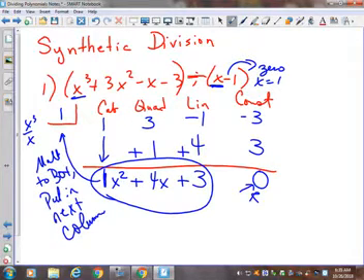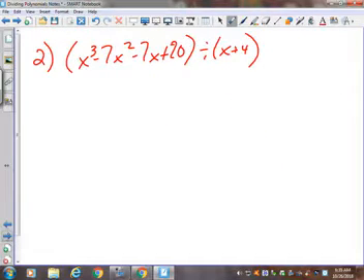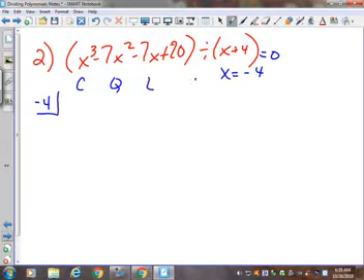Let's try another one. So in this one, what would go in our box? Well, you're supposed to set the divisor equal to 0 and find the zero of the function, which would be -4. So we put -4 in the box. Then we put our coefficients down. We got a cubic, a quadratic, a linear, and a constant. 1, -7, -7. I think that's 20.